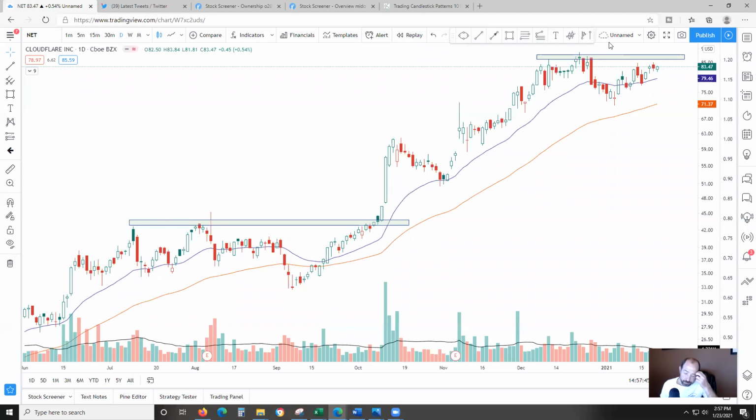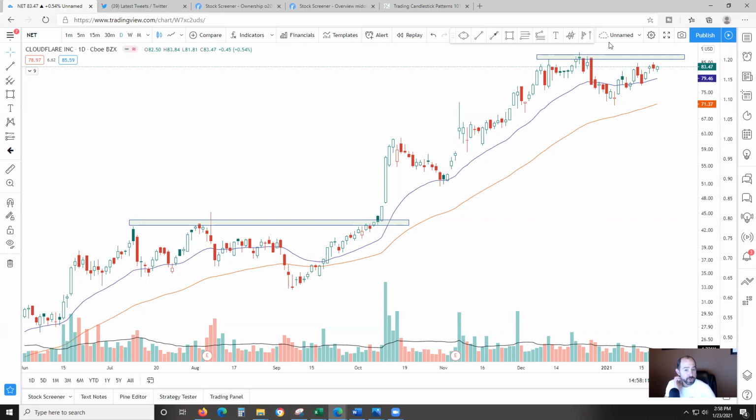Okay, so the chart. The way that I think about charts in general, big picture, is that a chart is a visual representation of supply and demand, as well as of human emotion. And we call that fear and greed. So we have supply and demand and fear and greed, and that's what this chart represents to me.